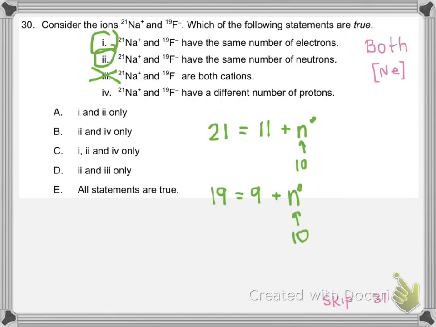And then statement 4 says they have different number of protons, and this is true. Right, when we looked on the periodic table, we found the number of protons each one has, and that's what makes sodium sodium and fluoride fluoride, is the number of protons that they have. If they had the same number of protons, it would be the same element. So answer choice C is correct.